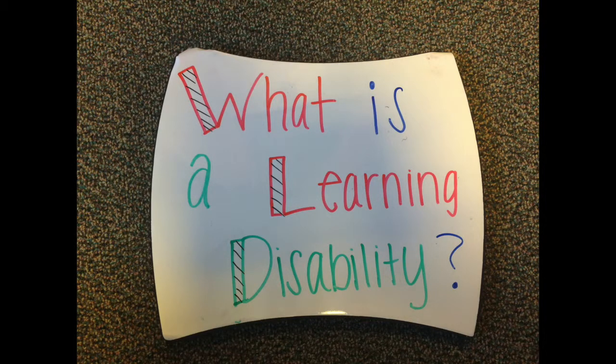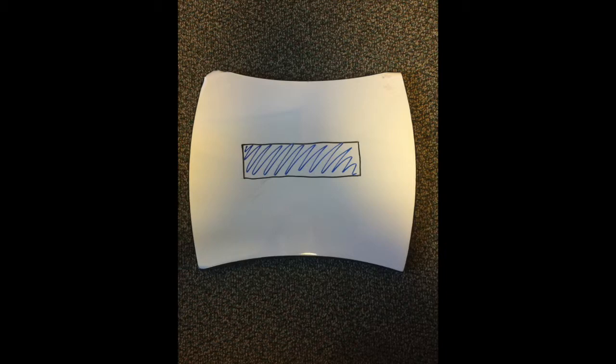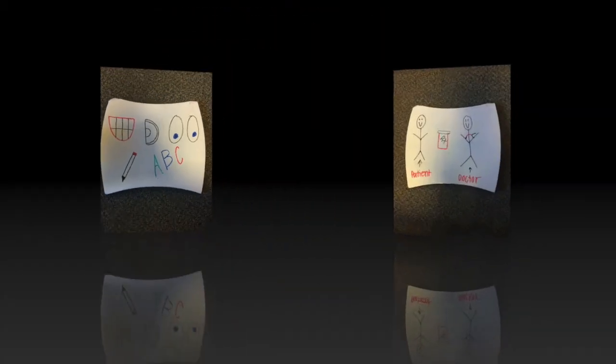What is a learning disability? A learning disability is a disorder that has a negative impact on a child's learning. It can affect things such as a student's ability to speak, listen, read, write, spell, or compute.